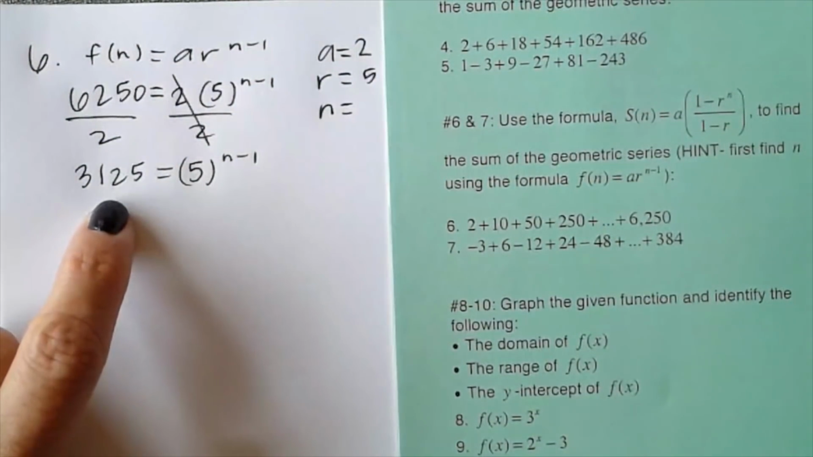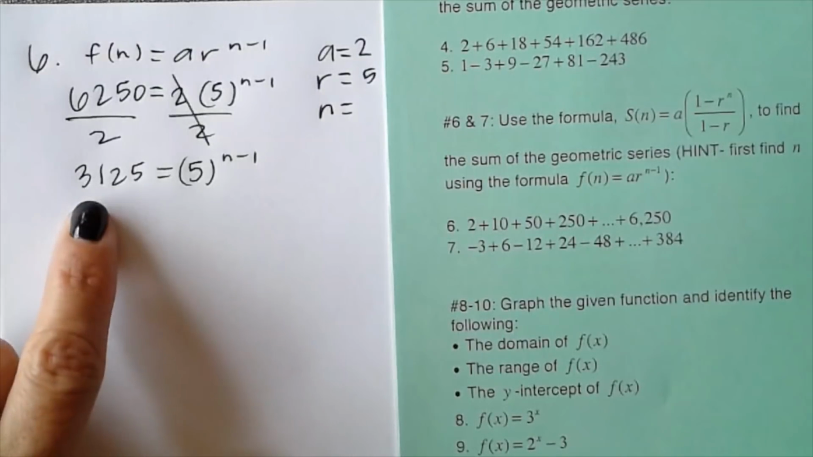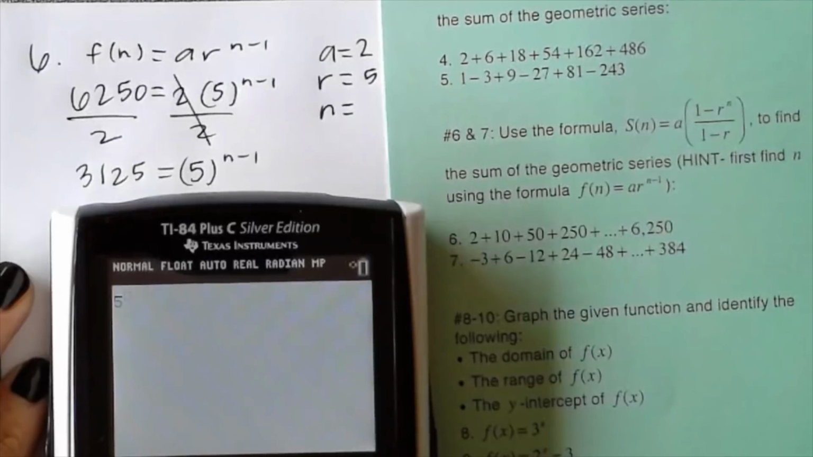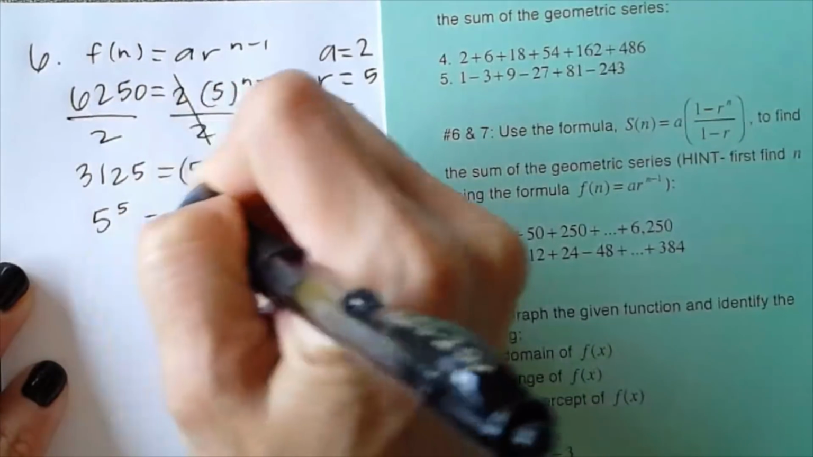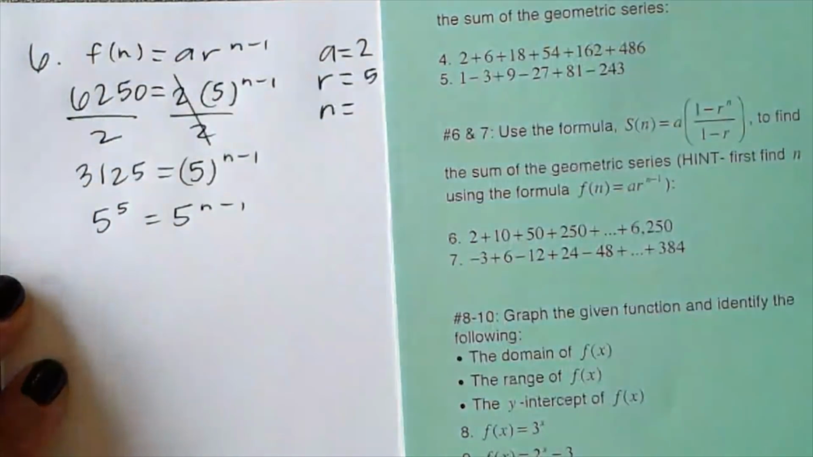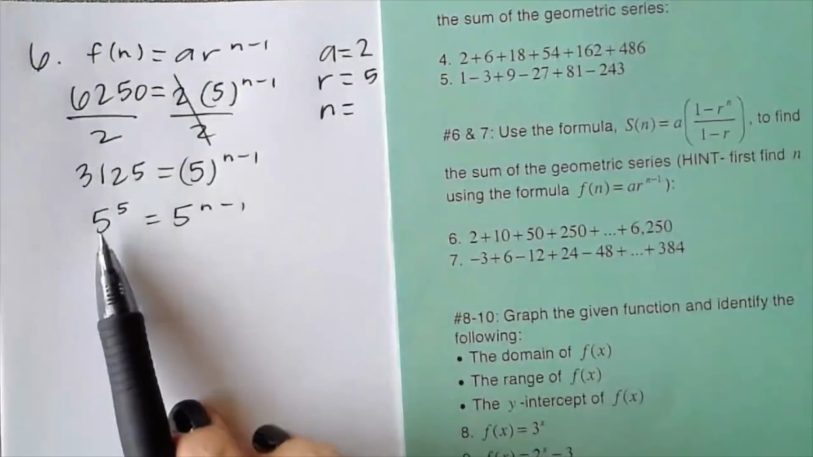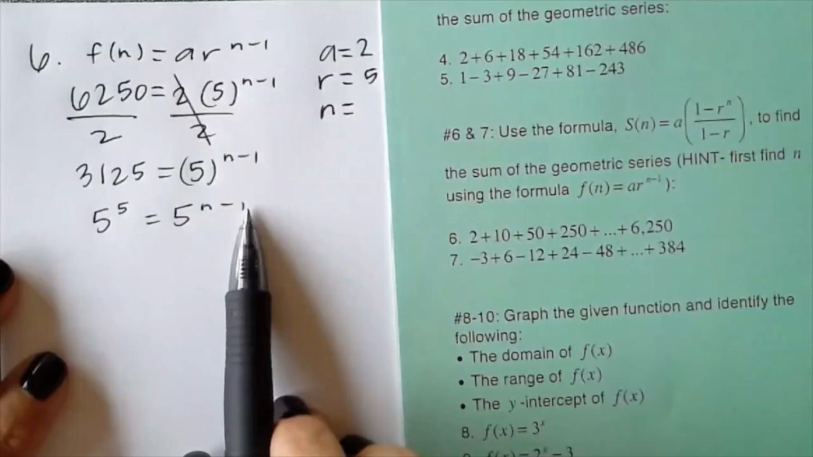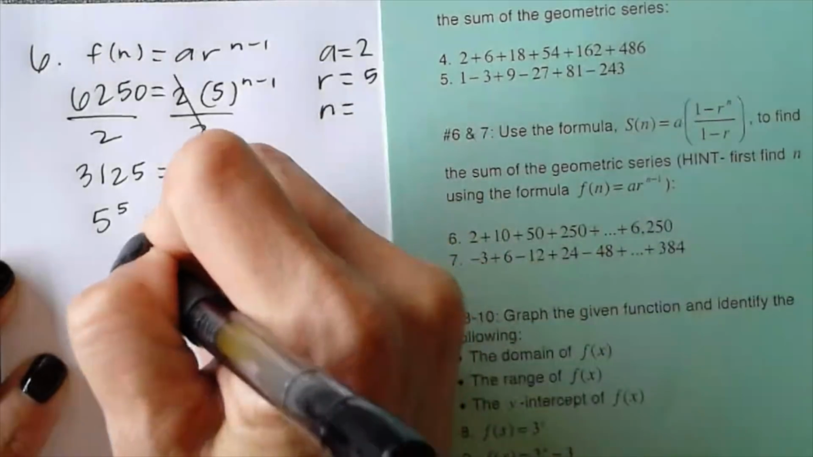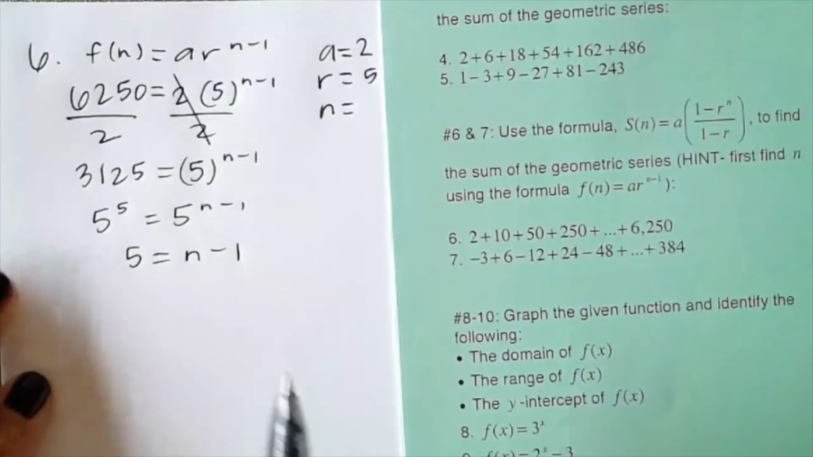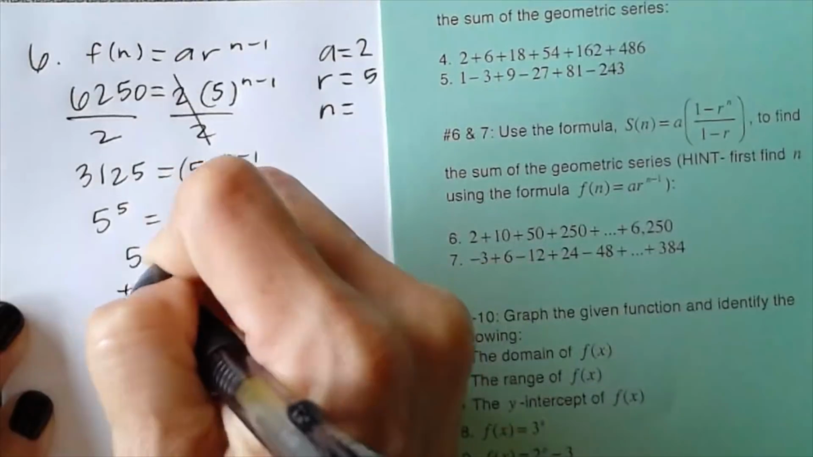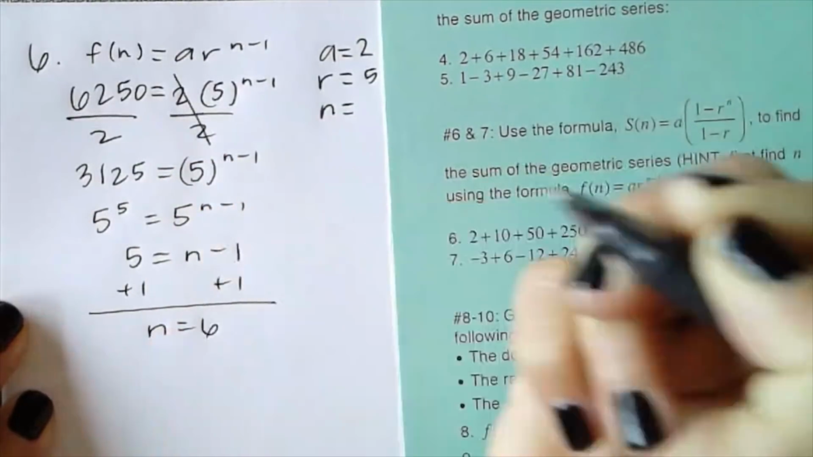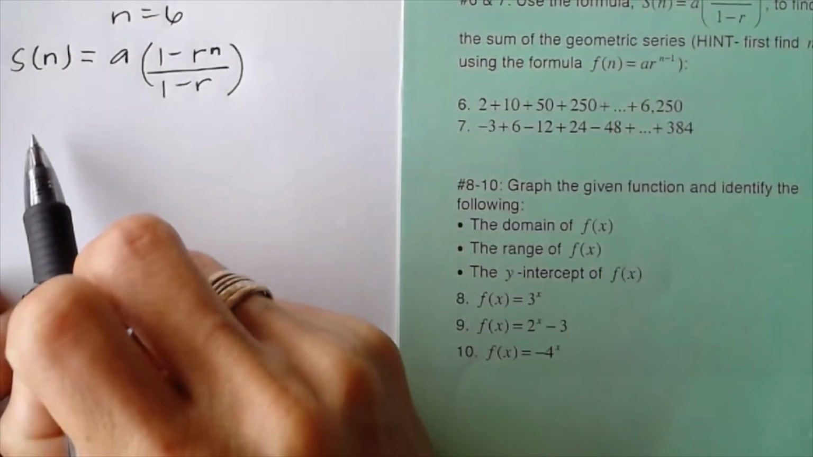And then we want to figure out 5 to the what power is 3,125. So if we check 5 to the 5th power, you get 3,125. And now that we have a statement that says 5 to the 5th equals 5 to the n minus 1, you can set the exponents equal to each other. So you can see that we can add 1. So n equals 6.